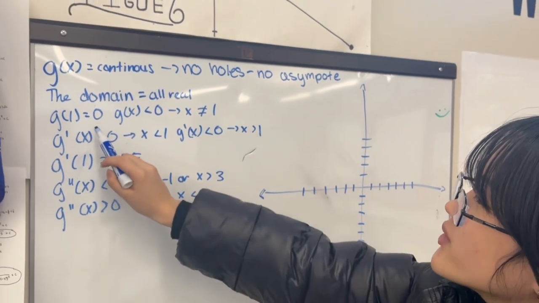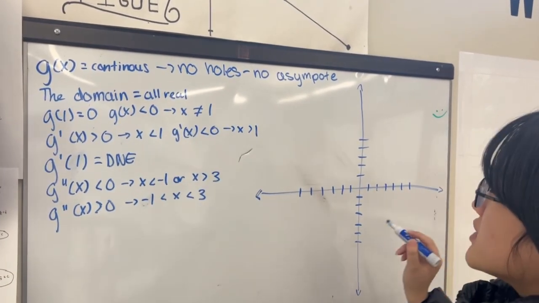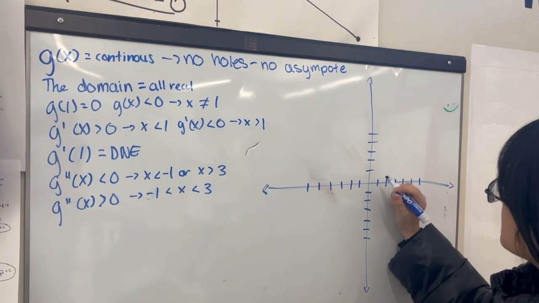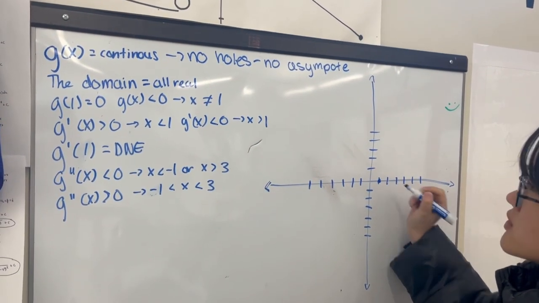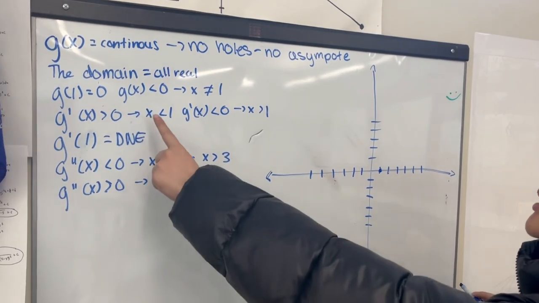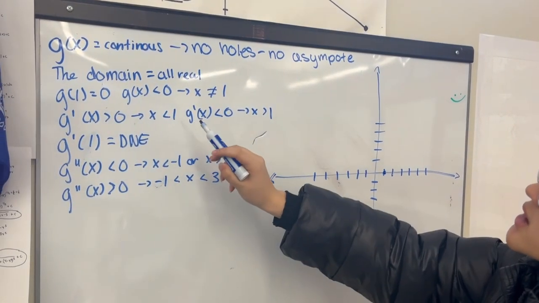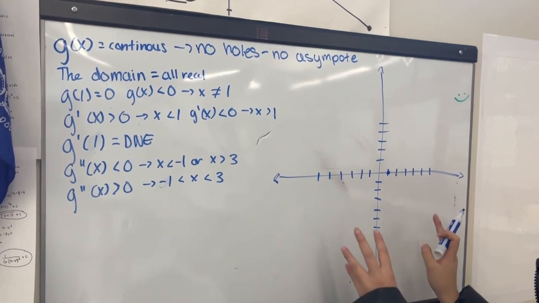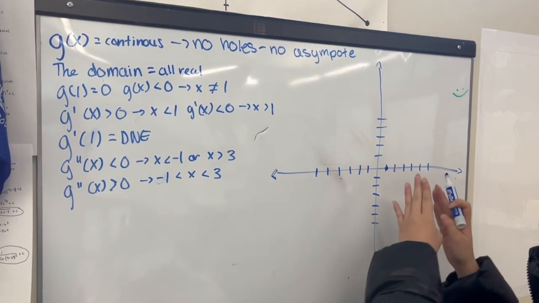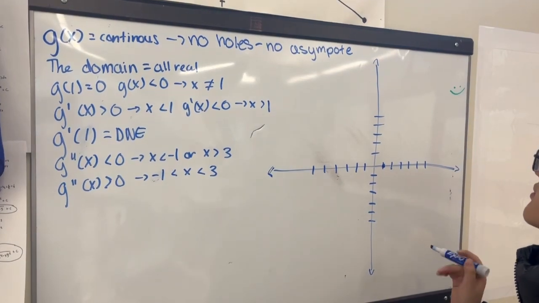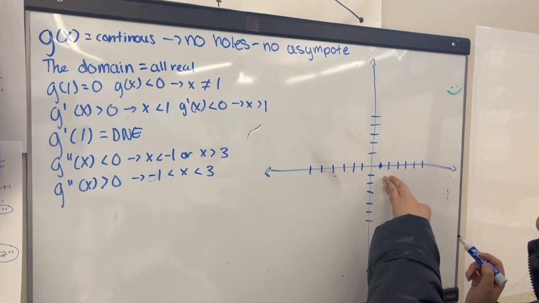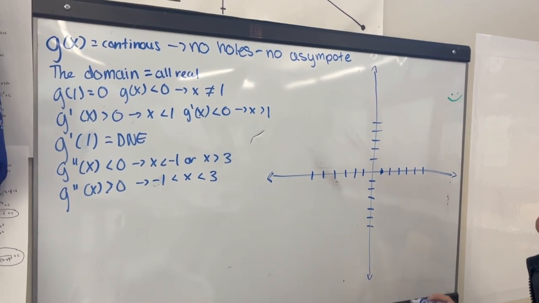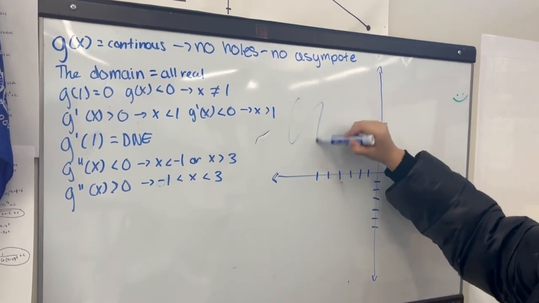Moving on, our first point given to us is g of 1, which is equal to 0. So we can plot it here. Then it says that g of x, which is y, is less than 0 for every other number when x isn't 1. So we know that this is 1. For every other number, the y value is going to be below the x-axis. I just like to scribble it out.